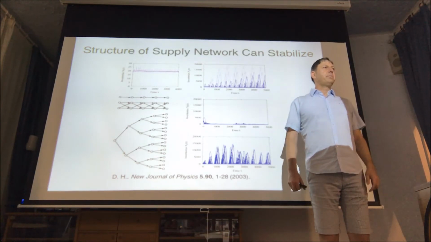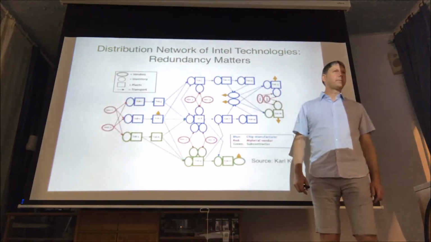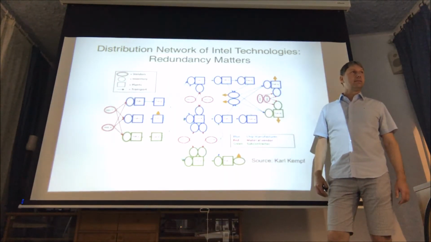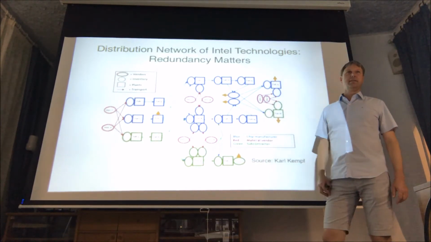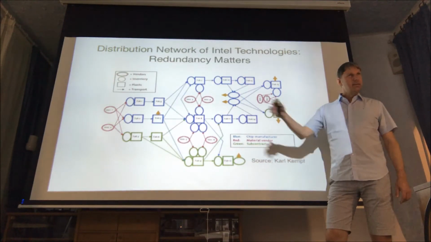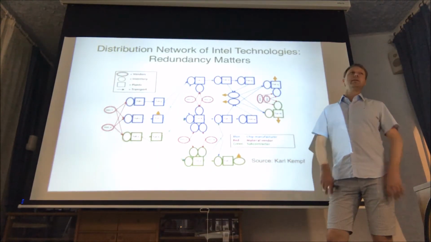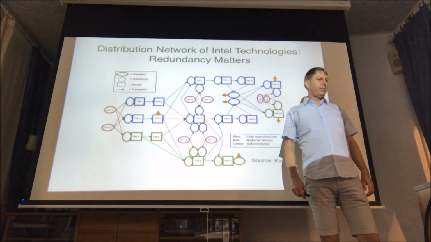Now then, if you compare this with what Intel is doing, that is their supply chain, how they're organized, and it looks more or less as we just figured it out to stabilize production. So yes, we could stabilize production in the world.